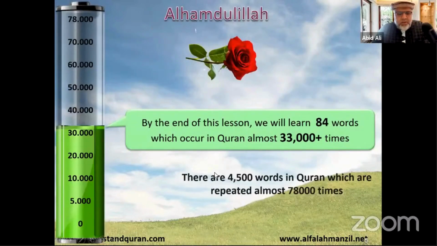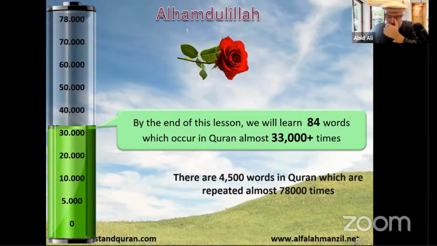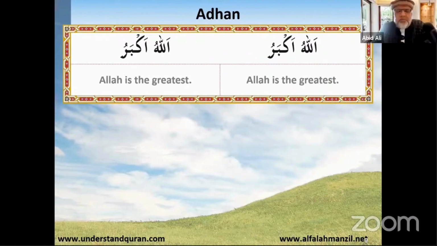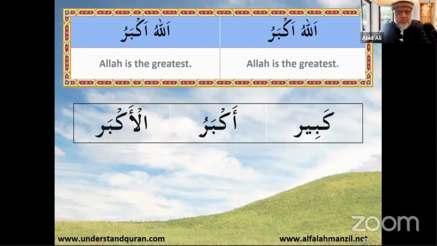Okay, so Alhamdulillah, we are up to 33,000 words. And by the end of this lesson, we will learn another 84 words, which is, mashallah, good news for all of us. The very first words from the Adhan is Allahu Akbar. So, Allahu Akbar is the superlative word.